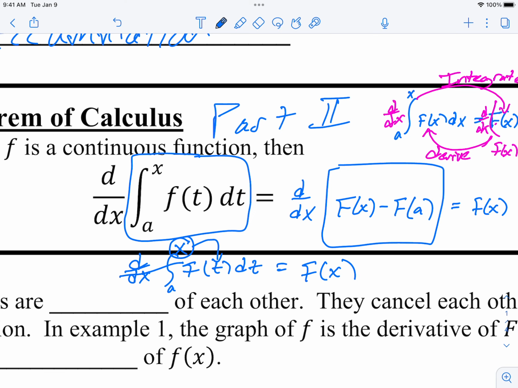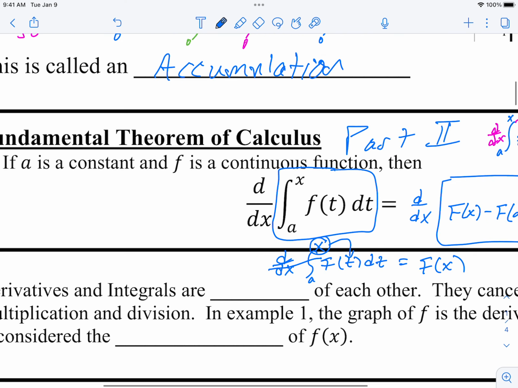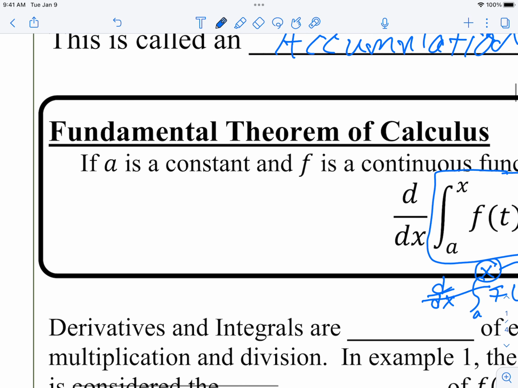Okay, so I'll give you another example here in a minute. So an aside, an example, extra examples, we'll call it.